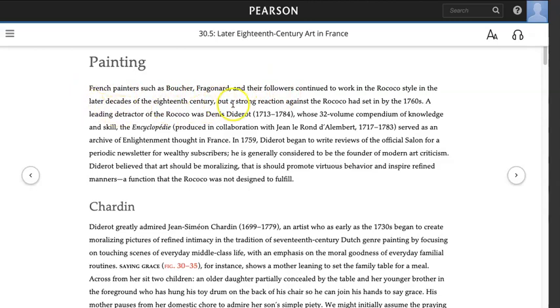But then they tell you there's a strong reaction against the Rococo by the 1760s. A leading detractor of the Rococo was Denis Diderot, whose 32-volume Compendium of Knowledge and Skill, the Encyclopédie, served as an archive of Enlightenment thought in France. Diderot is massively important, and he allows us to think about the art being made in his time period from many angles.